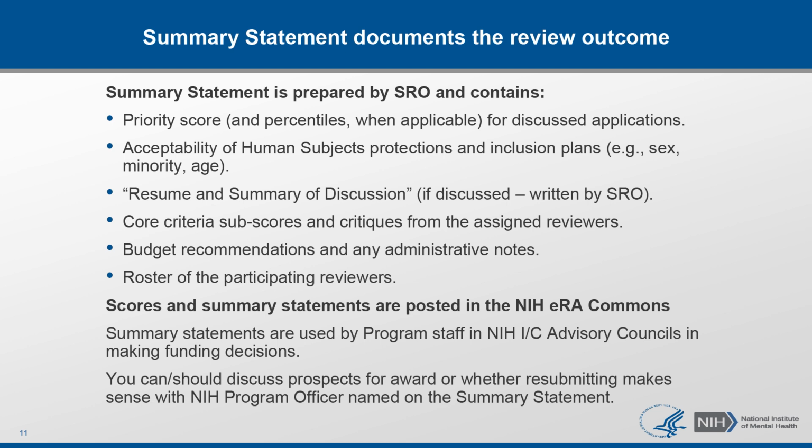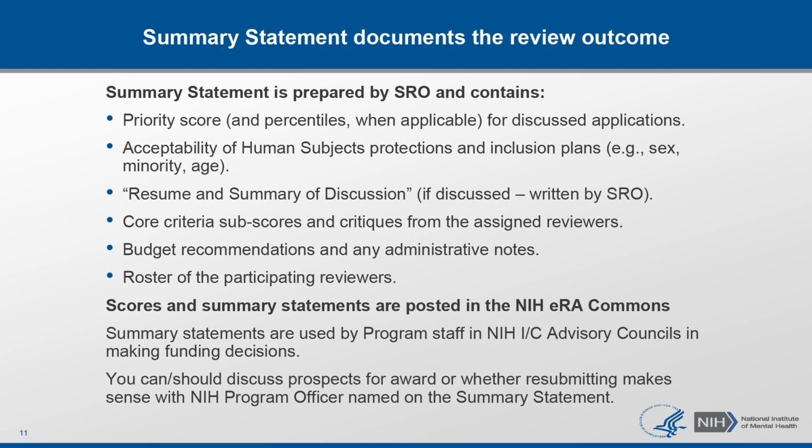There'll also be content regarding whether the human subjects protections and inclusion plans are adequate. For applications that are discussed, as I mentioned, there'll also be a resume and summary of discussion, which will help you understand, and the program staff you're working with will help you understand, what were the most important aspects of how this application came to its score. There'll be the core criteria subscores, and also you will get the written critiques of the 3 assigned reviewers. So you'll be able to see exactly what they said, and you should hopefully be able to understand how that fed into perhaps the score overall, or why an application wasn't discussed perhaps, and also what's in the resume.